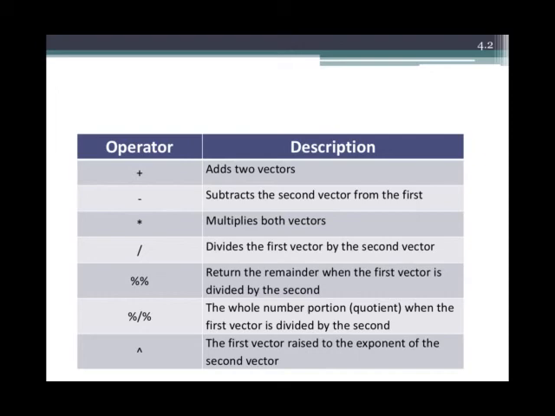The raised to the power of symbol, the exponential notation symbol, is to raise a given number, the first vector, to the power of the second vector.